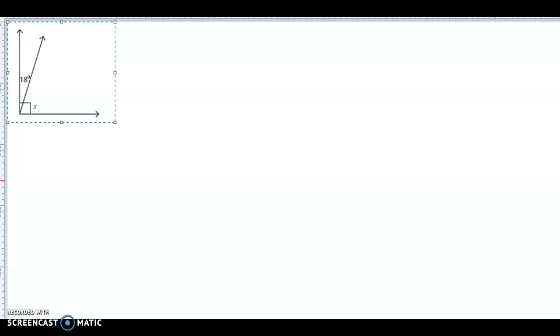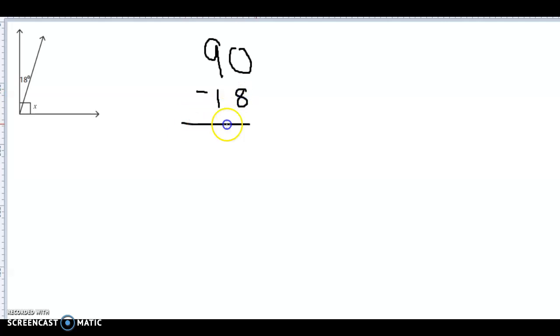Okay, guys, last one. So now this is a complementary angle, so that means they equal 90 degrees. So you have 18 plus some number is 90 degrees. So in your calculator or however you're figuring it out, you want 90 minus 18. We know we can use this to figure out the missing angle. 90 minus 18.